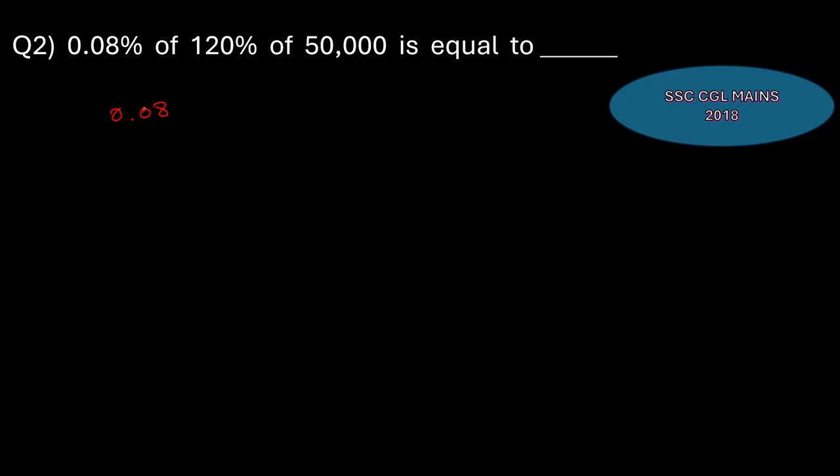0.08. As discussed in the previous slide, in order to convert this percentage into a fraction, I remove the percentage symbol and divide the numerical value by 100. Same with 120%: 120 upon 100 into 50,000. I'll cancel 4 zeros with these 4 zeros and I'll be left with 0.08 into 120 into 5.